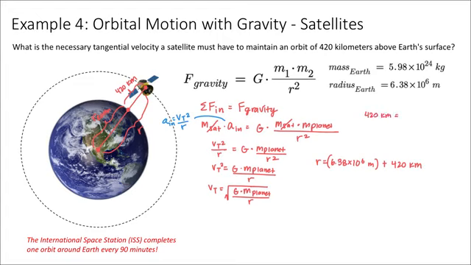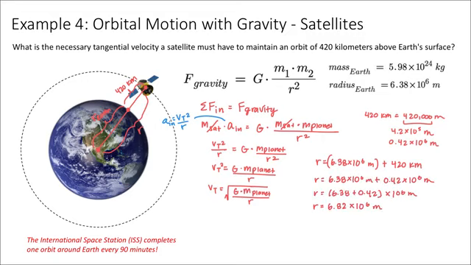is equal to 420,000 meters, right? There's 1,000 meters in a kilometer, but this is just equal to 4.2 times 10 to the power of 5 meters. I can also write that as 0.42 times 10 to the power of 6 meters, allowing me to add more easily. And that means that my r, or my distance between the center of the Earth and the satellite, is 6.82 times 10 to the power of 6 meters.